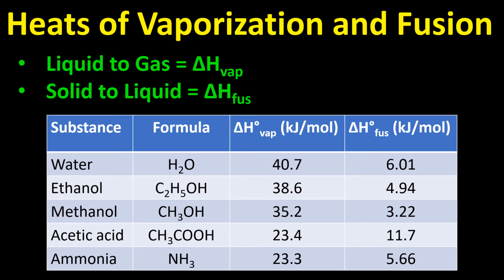So if we look at this table below, we can see for water, which is H2O, that the heat of vaporization is 40.7 and the heat of fusion is 6.01. So for both of these phase changes, these numbers are positive, which means that when water goes through both of these phase changes, from liquid to gas and from solid to liquid, it absorbs heat, so it will get colder.